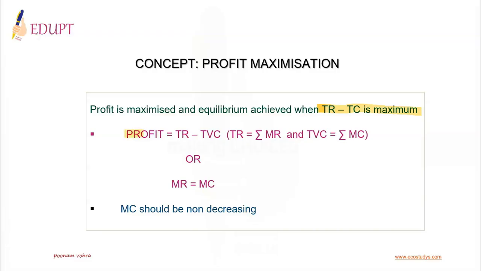So the gross profit is total revenue minus total variable cost, where total revenue is the summation of marginal revenue and total variable cost is the summation of marginal cost, or where marginal revenue equates marginal cost. Another condition that must be satisfied is that after the point of equality, marginal cost should be non-decreasing. Let us understand these aspects.